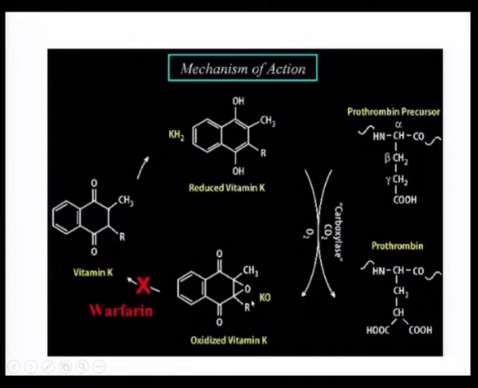So this oxidized vitamin K needs to be regenerated. It completes the cycle. Warfarin prevents this particular step. So it prevents the regeneration of the epoxide derivative of vitamin K, which results when it ends up activating the precursor of prothrombin into the active form, and now this has to be replenished. So this pathway is inhibited by warfarin.